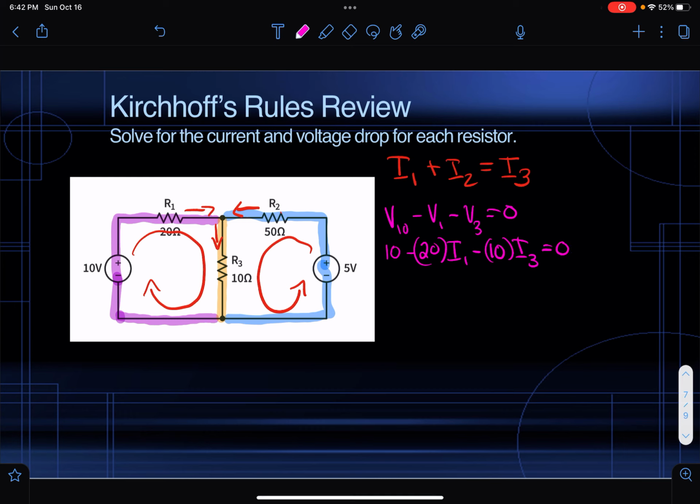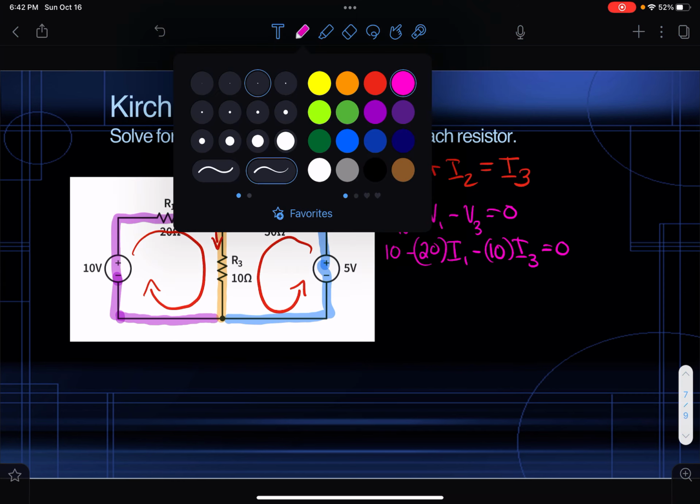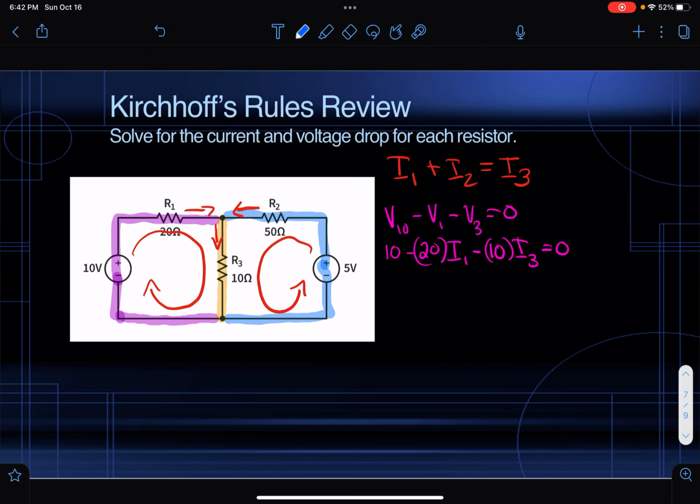Okay. So my next loop is going to be, and I'm going to leave a little space because we're not quite done with that loop yet. Okay, my next one is going to be the 5 minus I2 R2. I'm writing this a little bit different. Sorry, I3 R3.